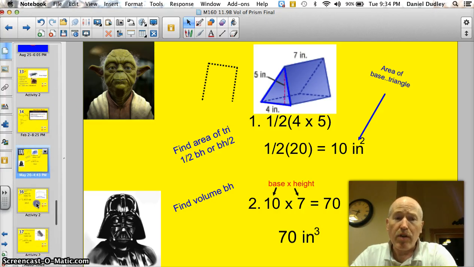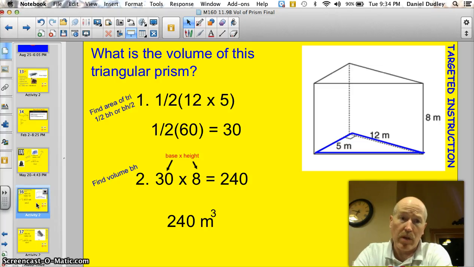Yes, Master Yoda, you are so correct. All right, let's try 2 problems, then I'll cut you loose and have you work one on your own. What is the volume of this triangular prism? All right, well, we know we have to find the triangular base. That's step 1. Find the area of the triangle.